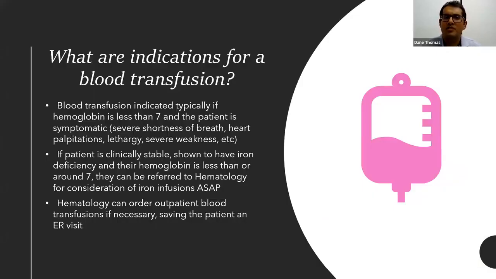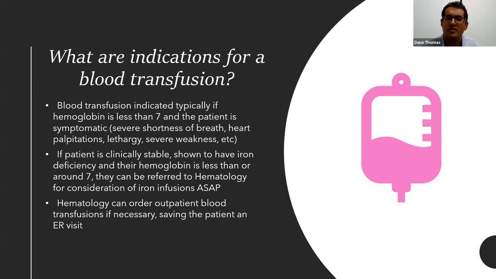So patients who have severe anemia are oftentimes considered for a blood transfusion. So what are the indications for a patient who would require a blood transfusion? A blood transfusion is typically indicated if the hemoglobin is less than 7 and the patient is symptomatic, if they're having severe shortness of breath, heart palpitations, lethargy, severe weakness, and so forth.